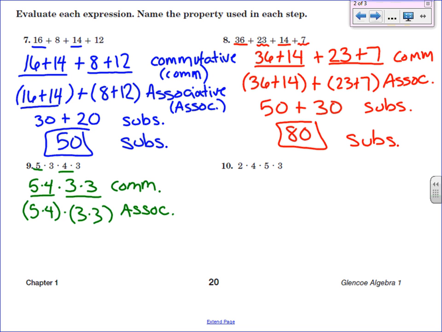And then 5 times 4 is 20. 3 times 3 is 9. That's a substitution. And then 20 times 9, the trick is to take 2 times 9, which is 18. And then however many zeros I have after my 2 is how many I put after the 8. So I have 180 instead of 18.